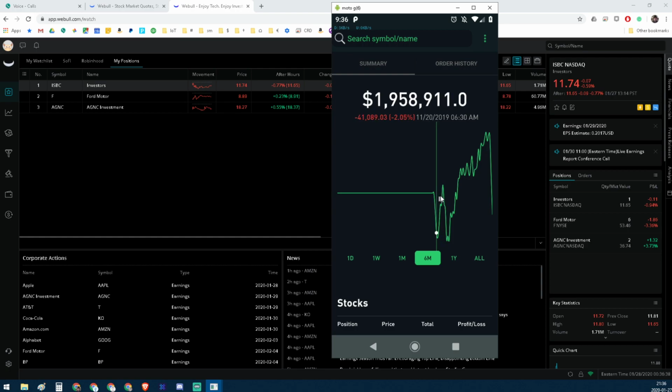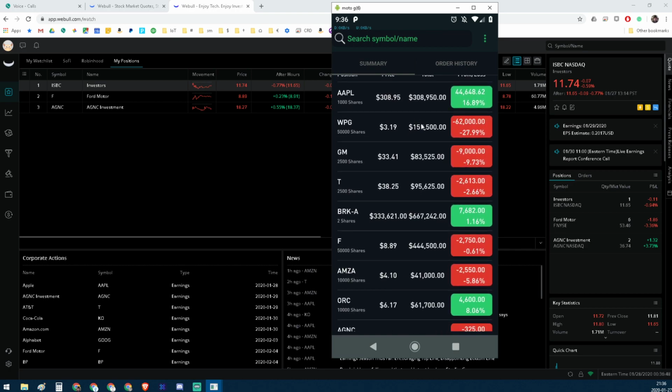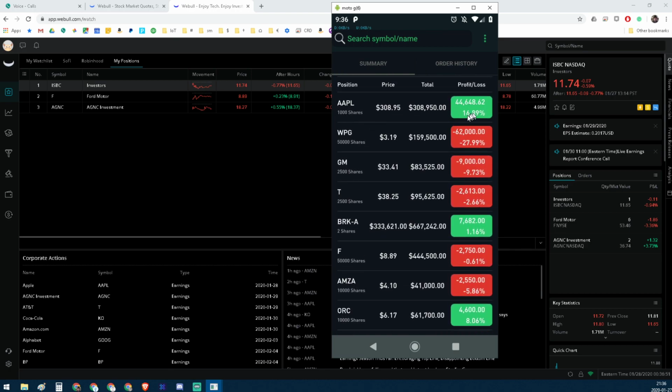And you can see I was down too. This is not knowledgeable trading. This is just me guessing. And what the heck, it's paper. I'll worry about it. I'll show you even my stocks. What stocks I invested in right here. Apple was doing quite well at 17%. But the killer is this one at WPG.